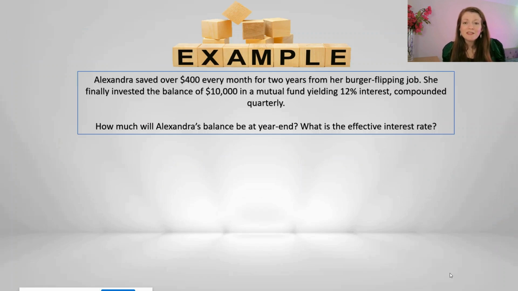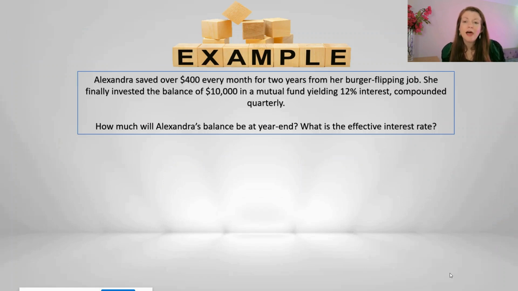So she puts the $10,000 in a mutual fund that is going to be yielding. Yielding means a return. It means interest of 12% compounded quarterly. So she's not just getting 12% on the $10,000 once, one big payment. They're going to break it into 4 payments. So 4 3% payments.